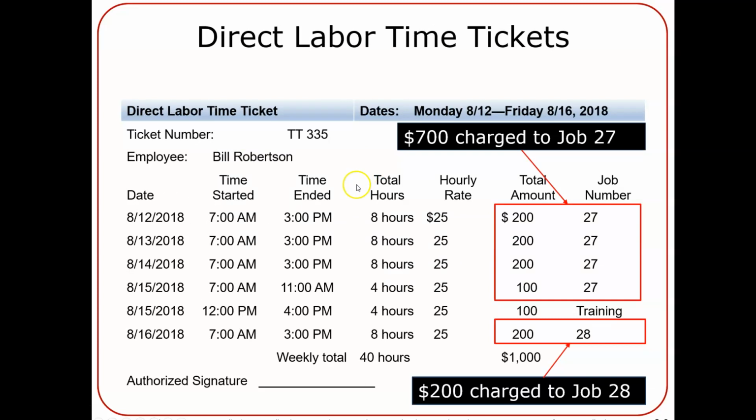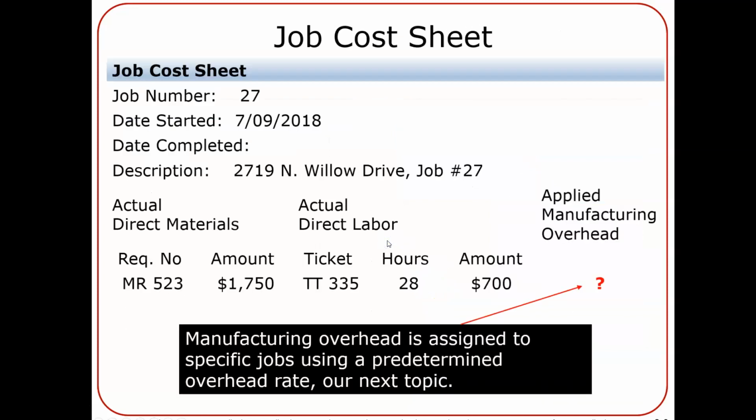Same thing for direct labor. Remember, direct materials and direct labor can be traced directly to a job. So that's what we're doing. We're tracing it. We're using a timesheet to show how many hours these employees worked on that job. So this particular employee worked on job 27 for a while, did some training, which doesn't get assigned to any job because that's going to be overhead, and also worked on another job. They come into the job cost sheet as the three things: direct materials, direct labor, and manufacturing overhead.